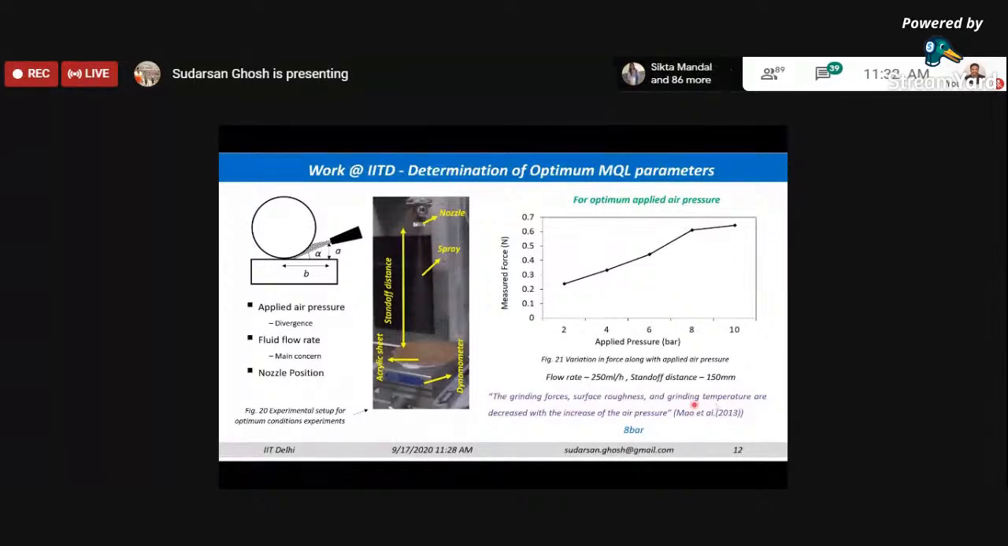The standoff distance is the distance between the tip of the nozzle and the location where the spray particles actually hit. We carried out these experiments taking this standoff distance as 150 millimeters. So that is how this entire experiment was developed and designed.